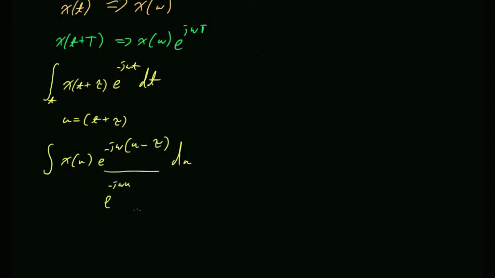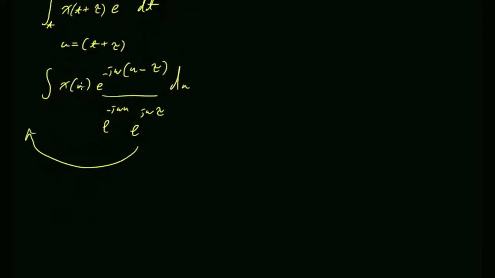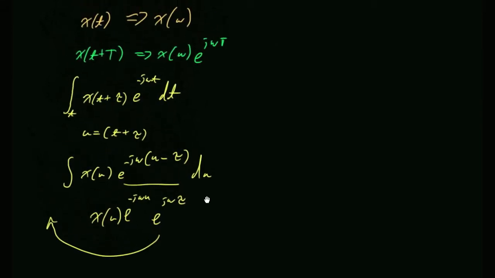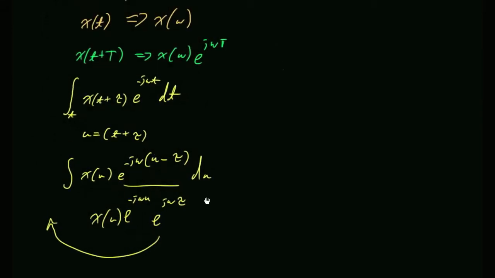And e to the j omega big T is a constant with respect to u, so that comes out. And what you're left with is e to the j omega big T times the integral of x of u e to the minus j omega u, which is in fact the Fourier transform. So that's it. Now I don't have to remember a formula. If I get lost, I can always find my way back by just doing this in the corner of my scratch paper.